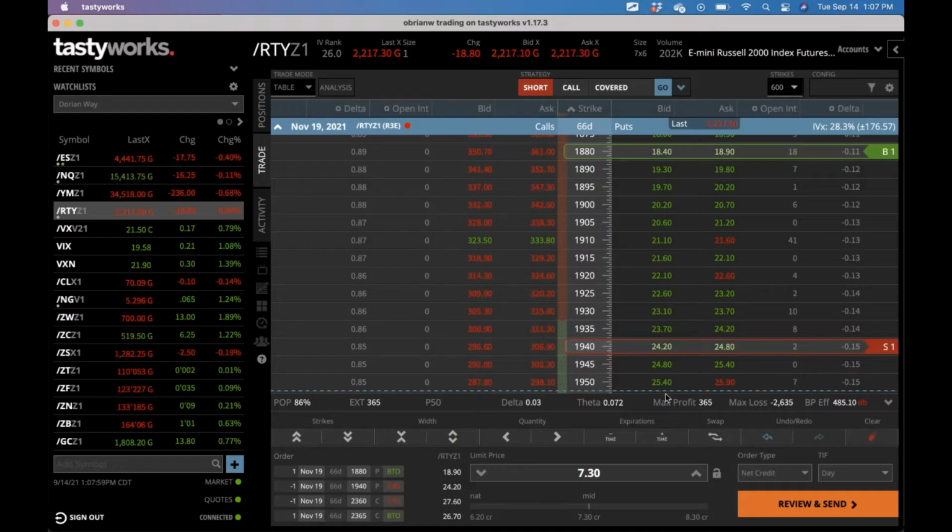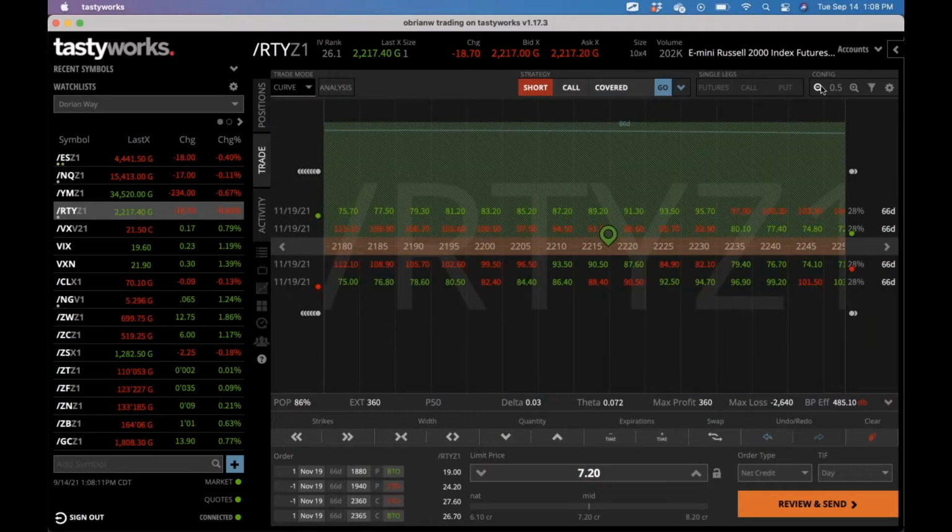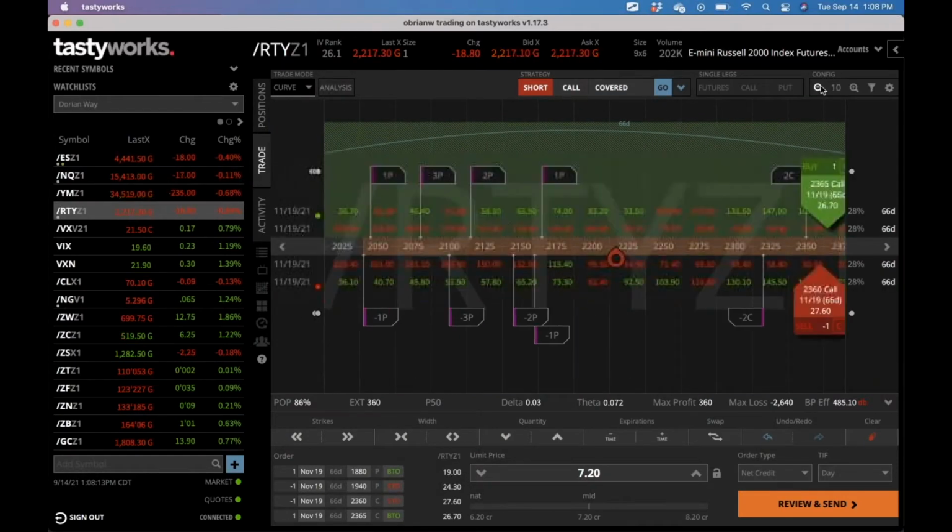This is a pretty good trade with 66 days to go. Your max loss on the upside is 250, and you're getting 360 before fees and commissions. Let's go over here and see if we can see this on the curve view. Let's bring this down so everyone can see.